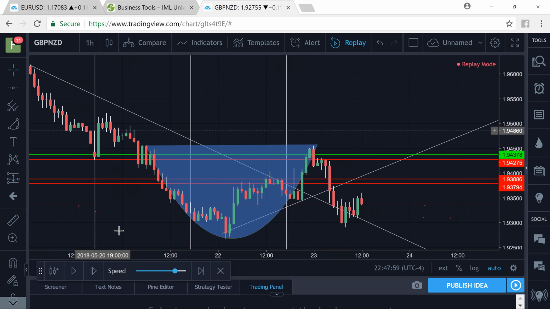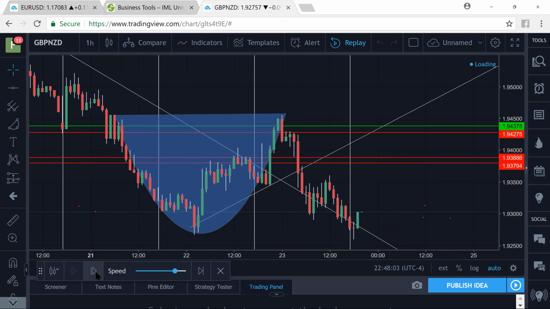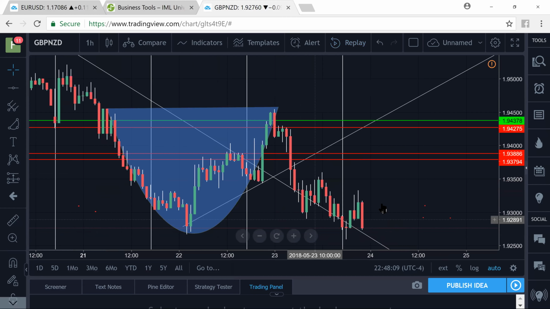Extra confirmation. And here's the current market. Someone wants to see a live situation, the current market. Well, here's the current market right now. The current market as we speak on GBP NZD, the 1 hour time frame. You see this low right here that was created 2 days ago?